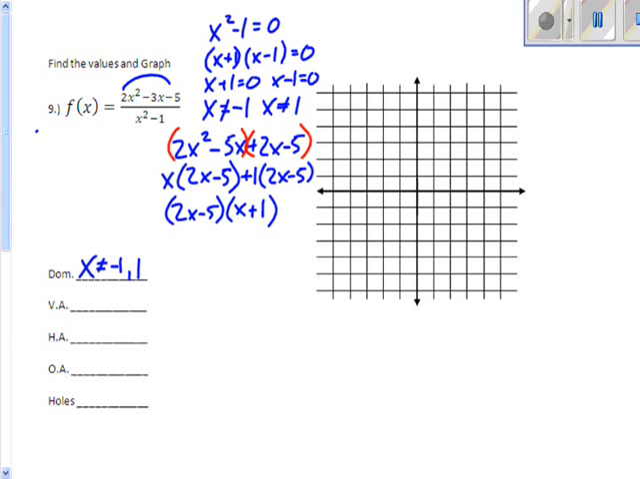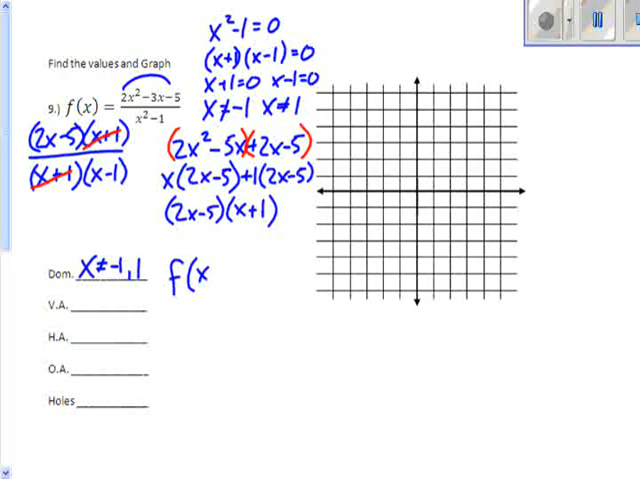So now I'm just going to simplify this thing. In other words, right here, the numerator factors into 2x minus 5 and x plus 1. The denominator I already know factors into x plus 1 and x minus 1. And now I just reduce. The x plus 1's cancel out. So essentially what I'm going to be graphing is f of x equals 2x minus 5 over x minus 1. Okay, that's essentially what I'm going to be graphing, but again, the original problem gives me the holes in the graph. That's what's important about it.